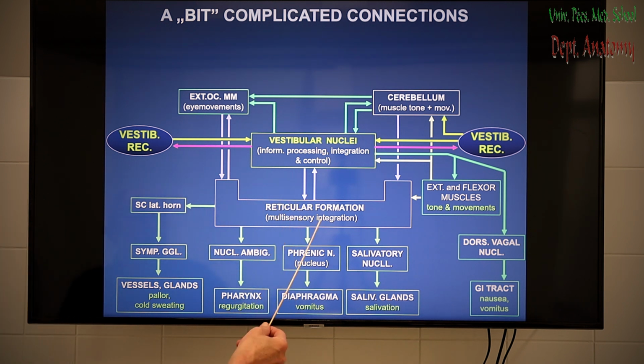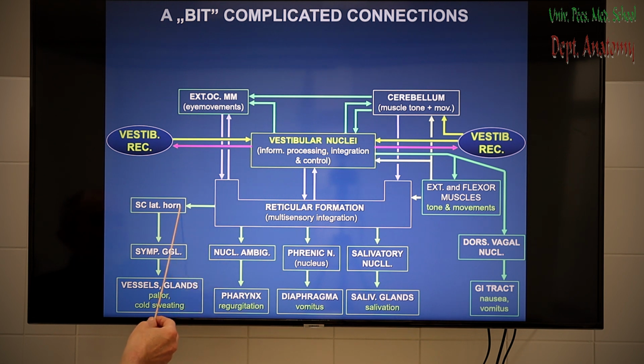The reticular formation, now receiving the vestibular information, sends down fibers to the lateral horn of the spinal cord, from where preganglionic sympathetic fibers reach the sympathetic ganglia, doesn't matter which one, and through these the postganglionic fibers innervating vessels and glands are responsible for pallor, for example, the whitening of the skin of the face, or the cold sweating due to vestibular information for a long time.